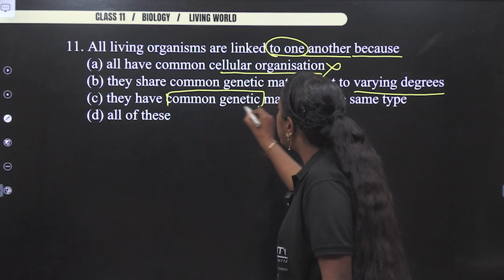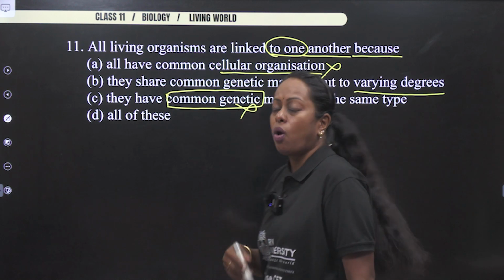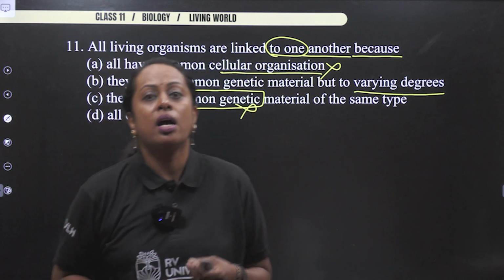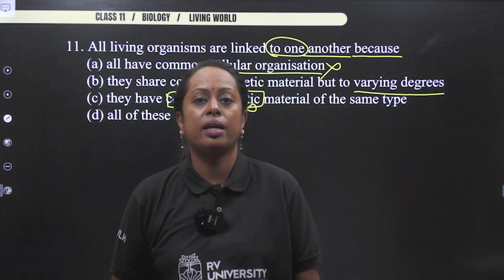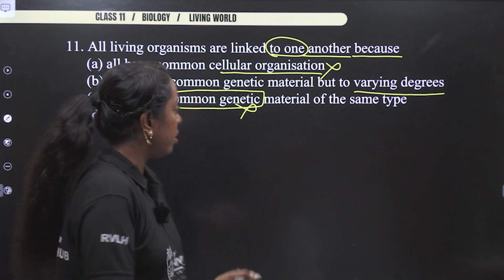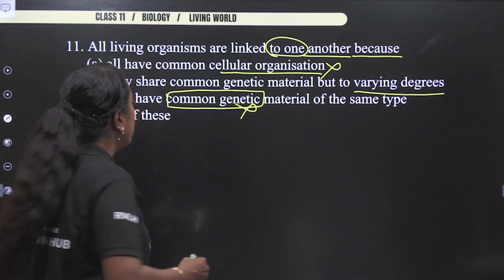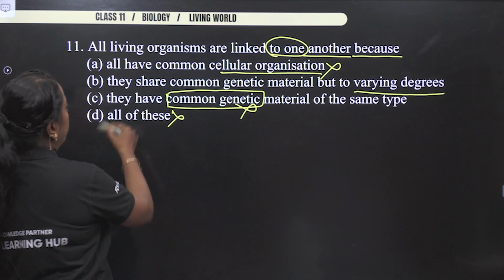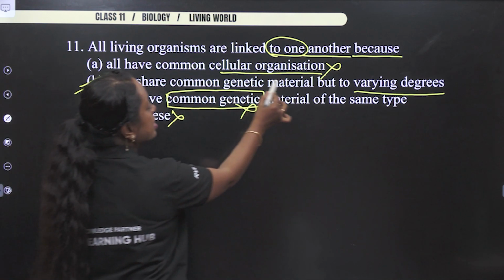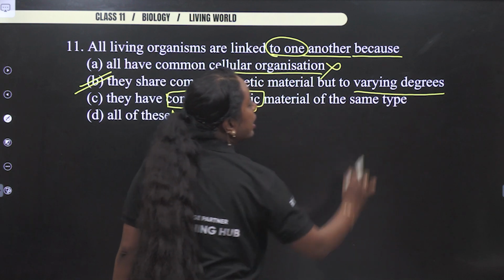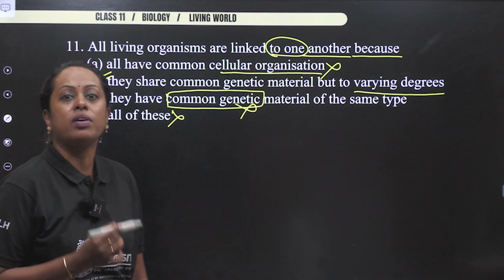You cannot have a common genetic material because in the biological classification topic we said the organism should have either RNA as genetic material or DNA as genetic material. So that does not satisfy. So all of these, no. So thereby our option becomes B. They share a common genetic material but varying degrees. So that becomes our answer.